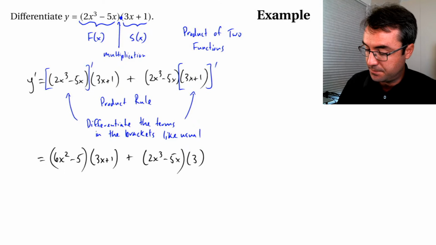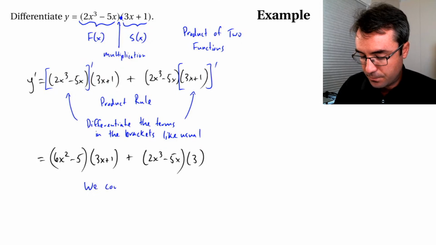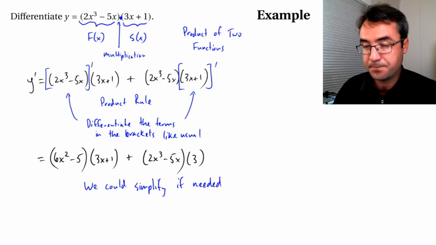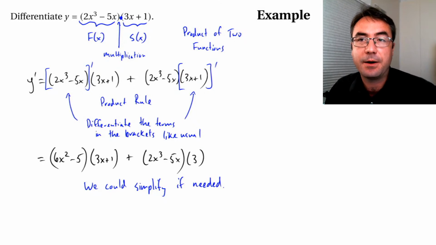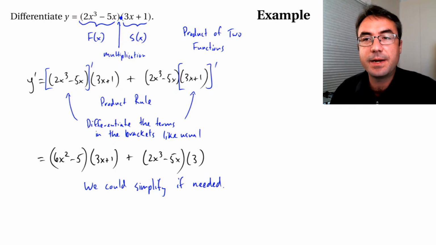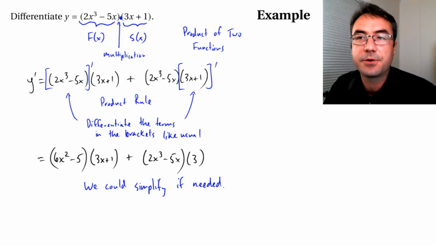So we have the derivative. And if needed, we could simplify, but we're not going to. Right now we're just worried about getting the derivative. Later on, we'll be interested in actually simplifying this. Maybe we want to figure out where this derivative is equal to 0. So there it would be helpful to simplify. But for right now, we're just worried about getting the derivative. So once we're done calculating all the derivatives, we can just stop.